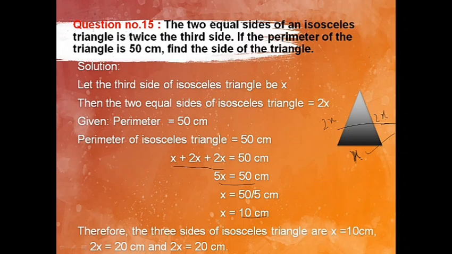If one side we have taken as x and the two equal sides we have taken as 2x, so here in place of x we will put 10. So that is 2 into 10, which will be equal to 20 centimeter. It means here we got the two equal sides of the isosceles triangle as 20 centimeter. So this is how we got the three sides of the isosceles triangle.